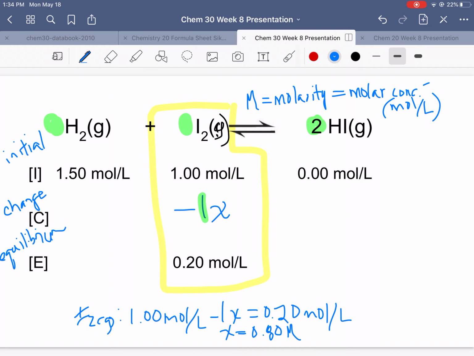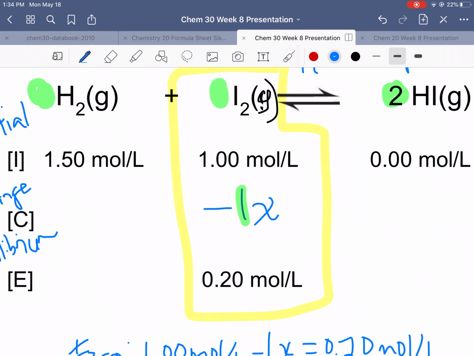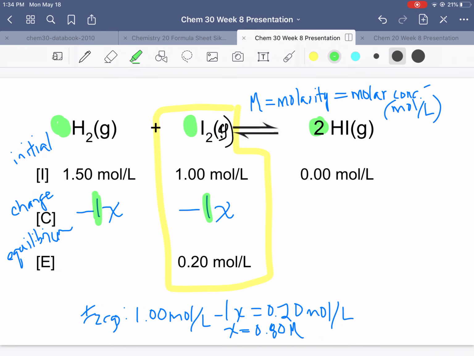The hydrogen gas is on the same side as the iodine, which means they're both reactants. If they're both reactants and one reactant is decreasing, well, the other one must be too because they're reacting with each other. How much is it going to go down by? It has a coefficient of 1, so it's going to go down by 1x. Remember what I already said, x is equal to 0.8.